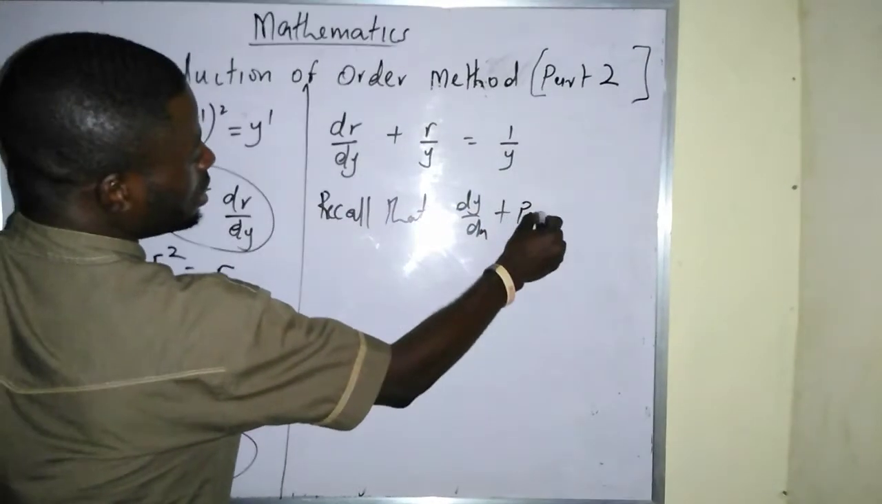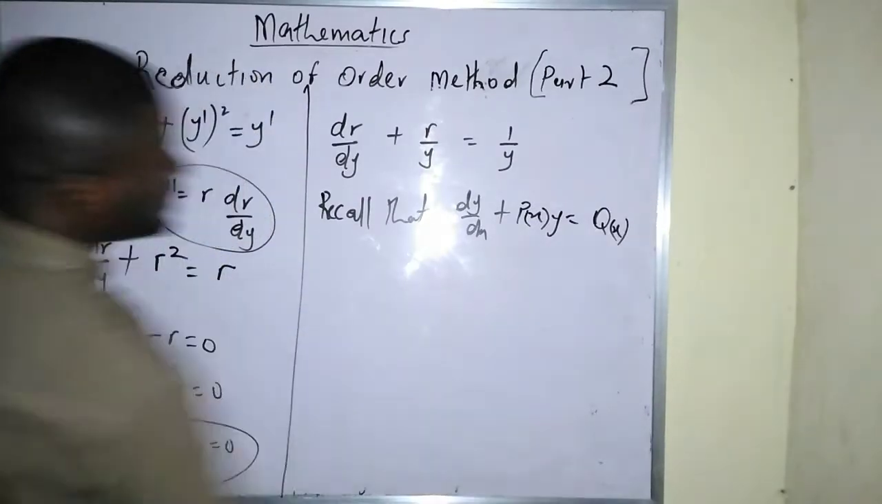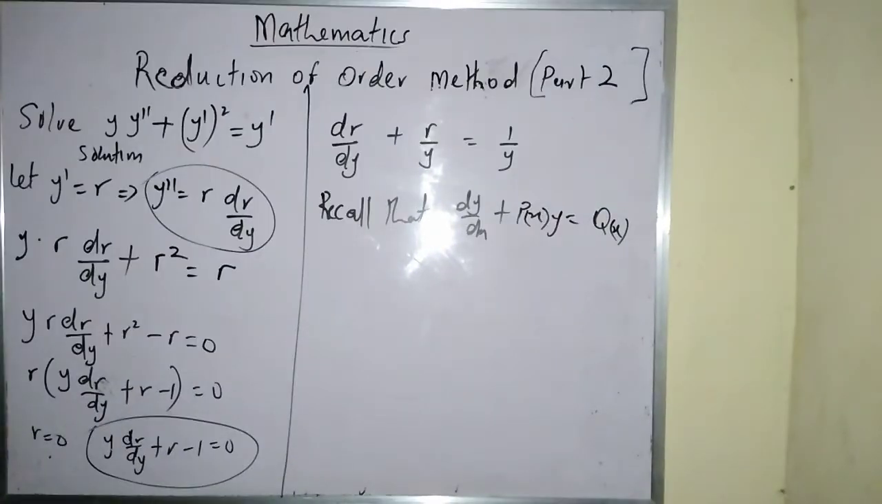P of y, P of xy equals Q of x. Please take note of that information, just to remind you. Now, since I have this, I can move on. I think it's a bit equal with what I'm having at the top. Forget the variable attached to it.